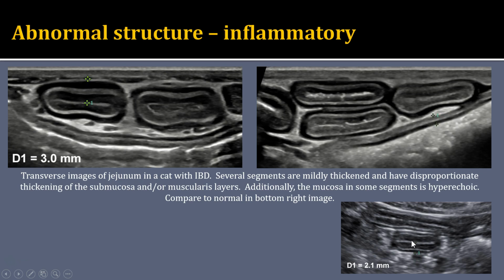So normally, remember, they're very thin submucosa, muscularis, as well as the serosa. So this patient has several segments that look like that, but with variation. So very thick muscularis here, not quite as thick muscularis here, and then some of the mucosal layers there have some increased echogenicity.